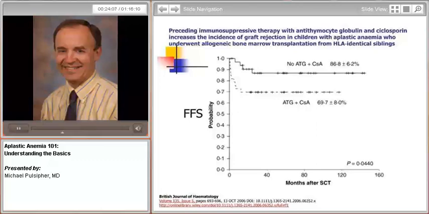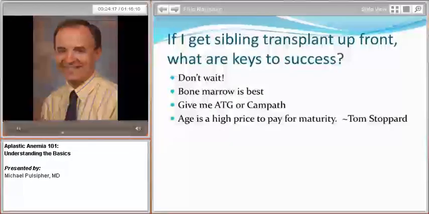The most important thing is that you have infections under control and you get to a transplant as soon as you reasonably can. I still prefer that patients go fairly quickly. But matched sibling transplantation, if you have a sibling, is the best way forward. What I want to do is talk a little bit about sibling transplant, and then I want to talk about immune suppression. There are four keys that you see here to success with matched sibling transplant.